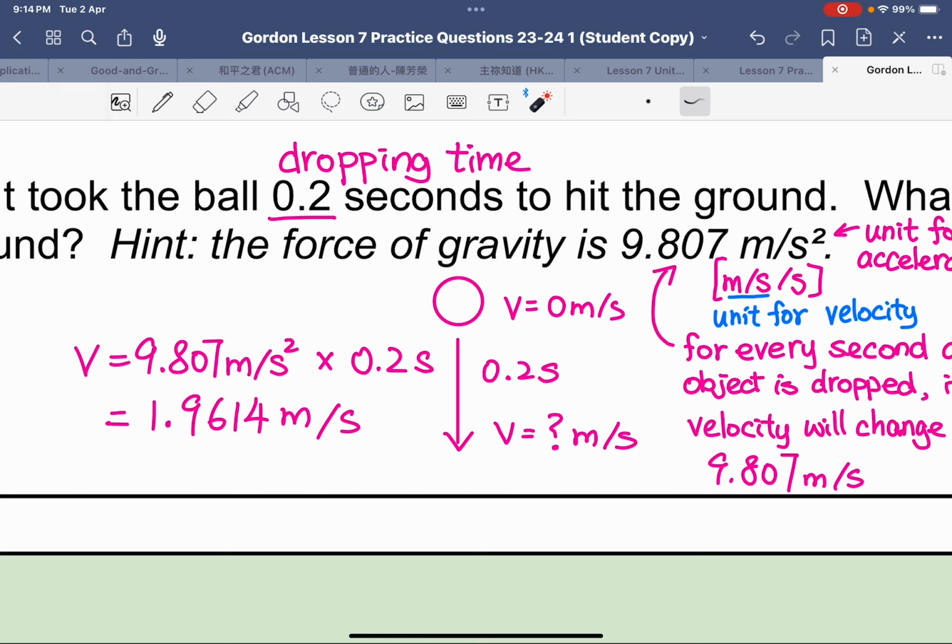This is because 9.807 meters per second squared times a second, you're going to cross out this one with this one. So you're left with meters per second. And that is the unit for velocity. So that means by the time your ball is about to hit the ground, after 0.2 seconds of being dropped, it will now have a velocity of 1.9614.